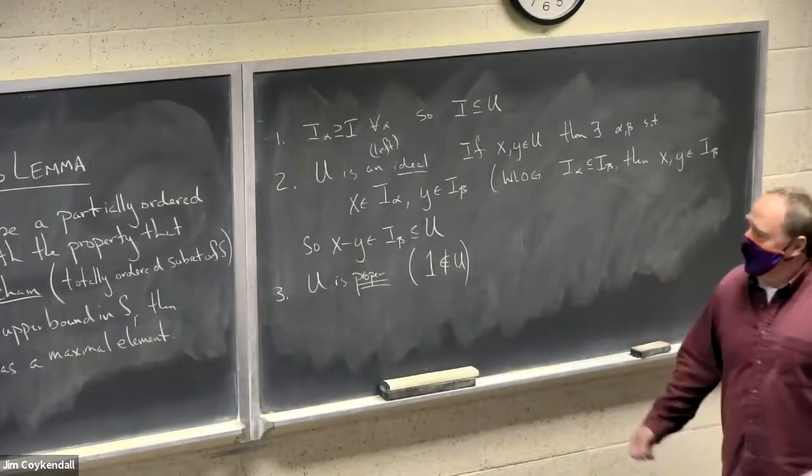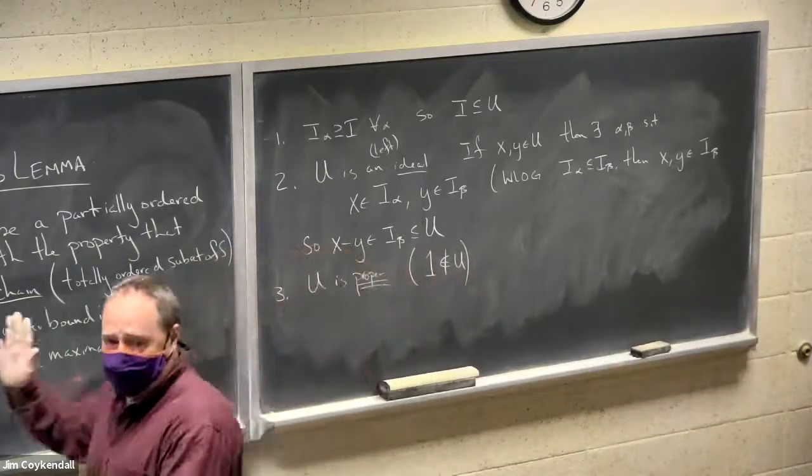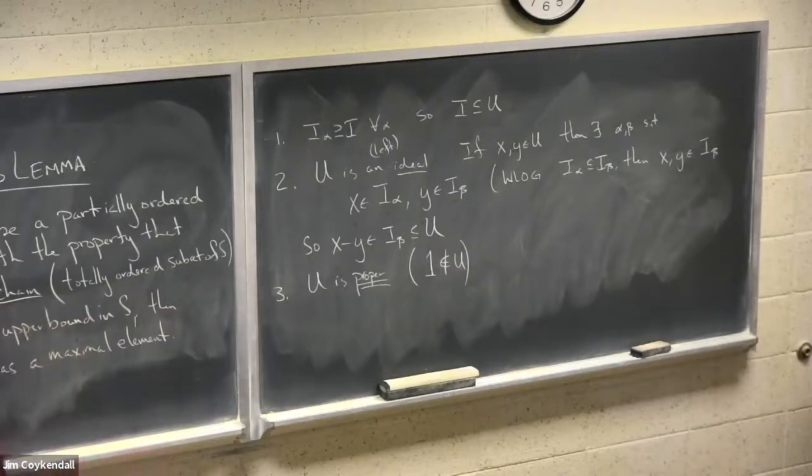And there you go. Apply Zorn's lemma, since every chain has an upper bound, and you have a maximal element. That is a maximal ideal that contains the ideal I. And we will talk more about this next time.